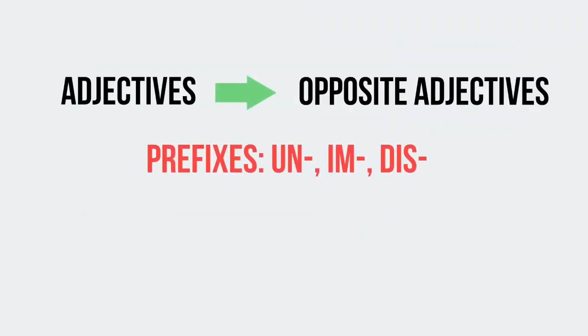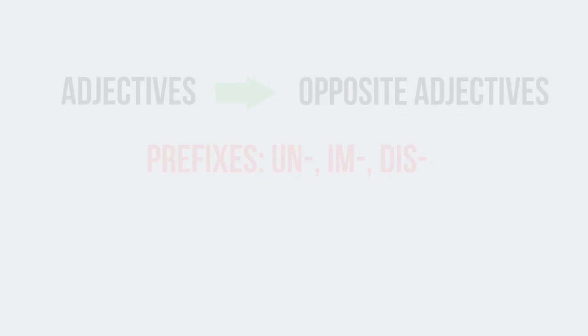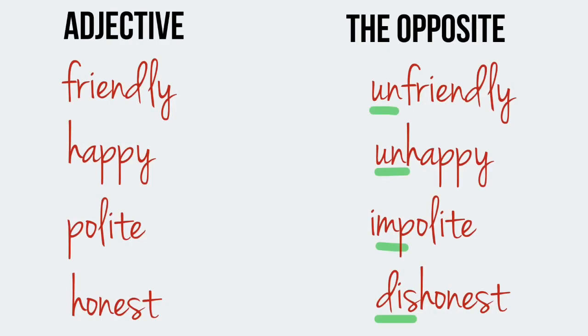We make adjectives with opposite meaning with the help of prefixes un, im, dis. Repeat after me. Friendly, unfriendly. Happy, unhappy. Polite, impolite. Honest, dishonest.